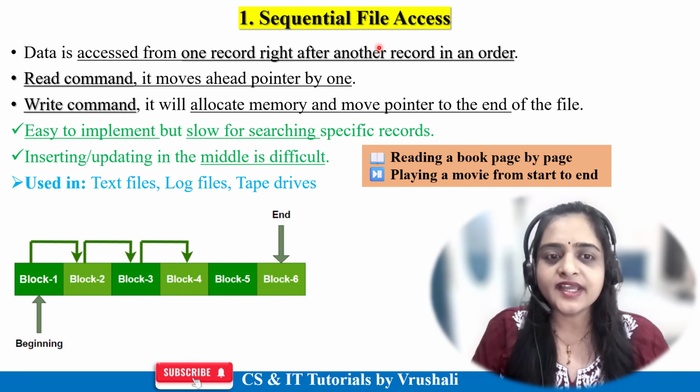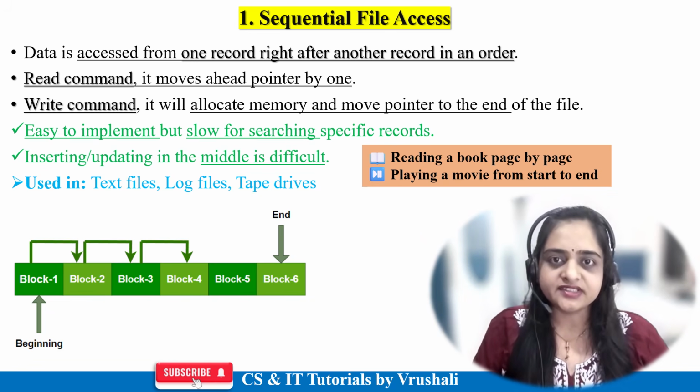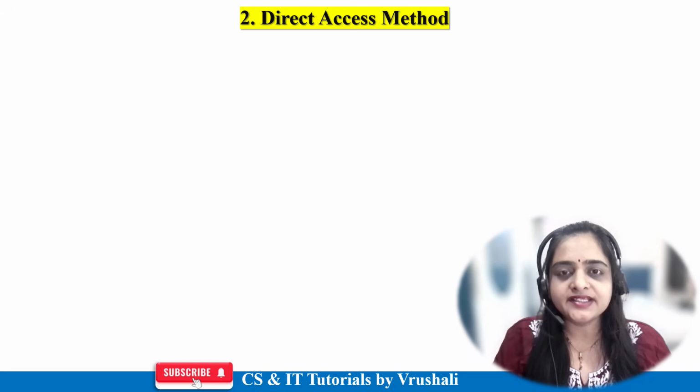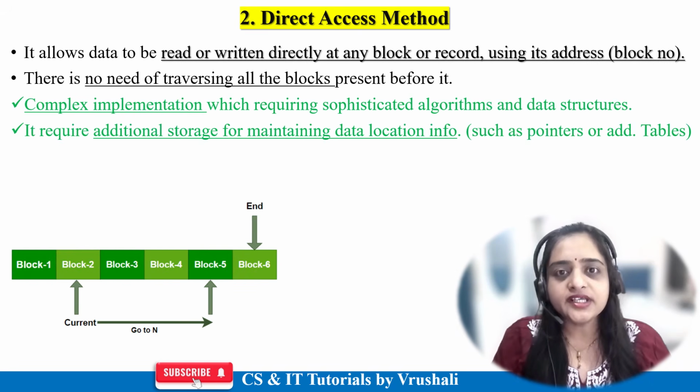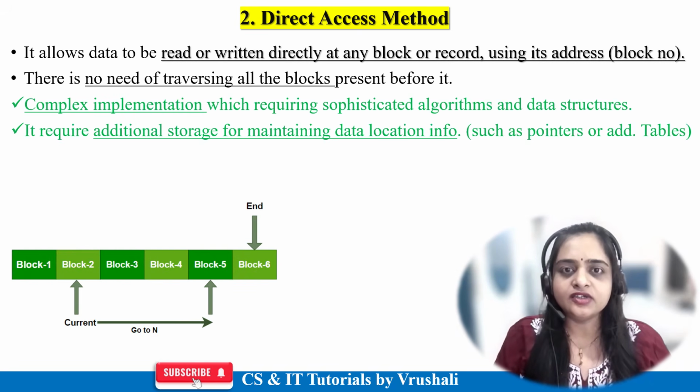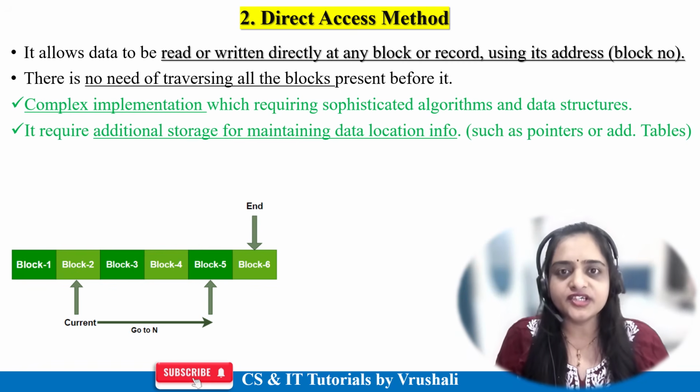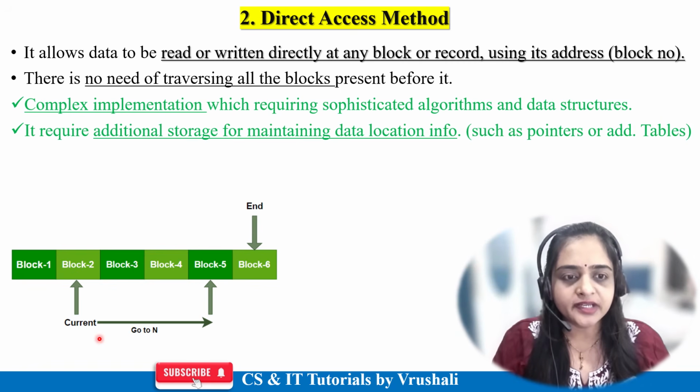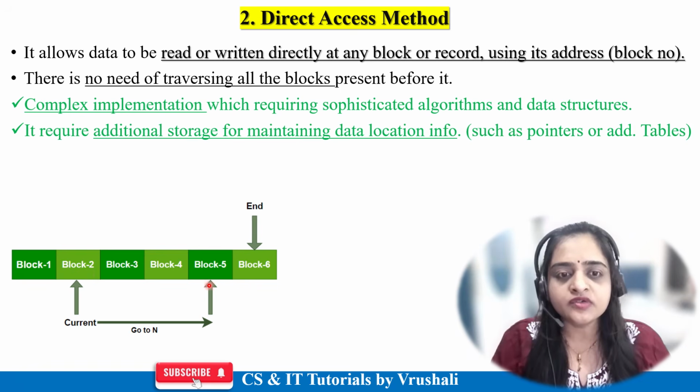Generally this file access method is used in text files, different log files and tape drives. The next file access method is the direct access method. The name suggests directly accessing a particular file without maintaining the sequential manner. See here in this particular image. Suppose currently the pointer points to block number 2. Assume that is file number 2. And suppose the user wants to open block 5. So from block number 2 the pointer directly goes to block number 5 by using some go to N protocol. So this is called the direct access method.